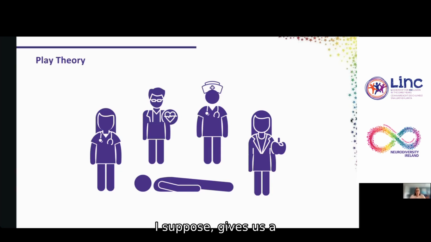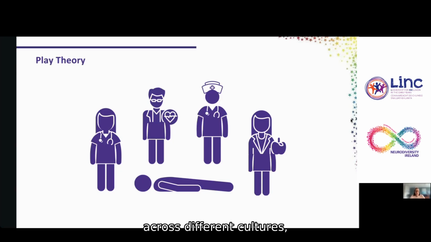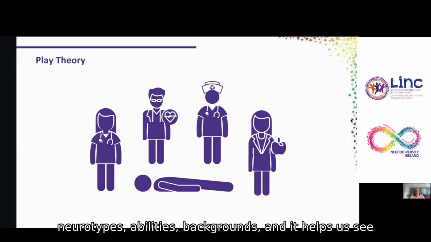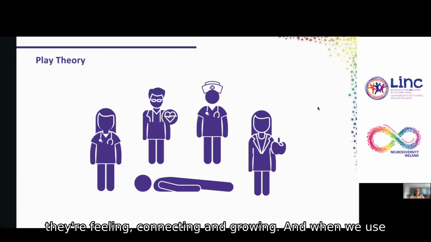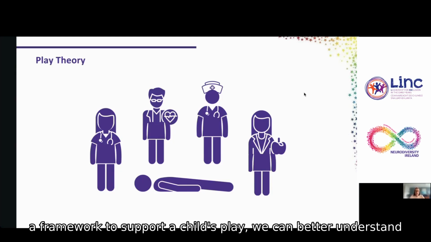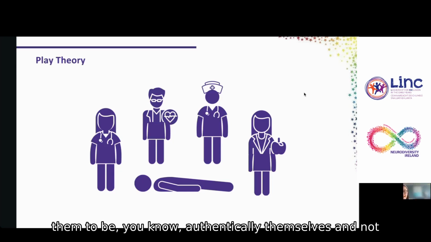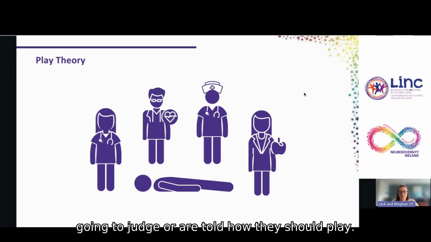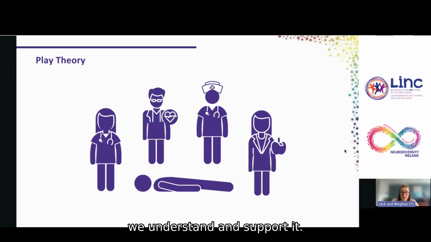Play theory gives us a structure or a template for understanding how children play across different cultures, neurotypes, abilities, and backgrounds, and it helps us see patterns in play. So not just what children are doing, but what that tells us about how they're feeling, connecting, and growing. When we use a framework to support a child's play, we can better understand their experiences and support them to be authentically themselves, and not be judged or told how they should play. And the way we look at play shapes how we understand and support it.